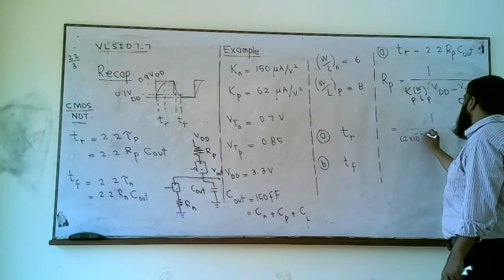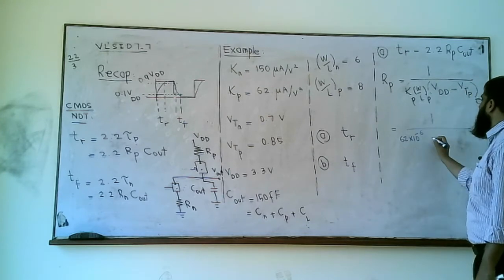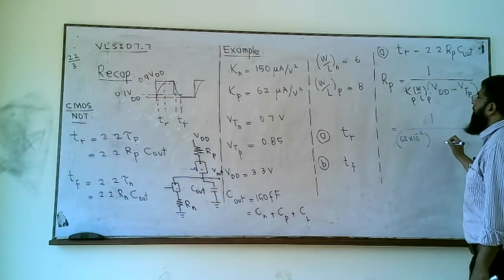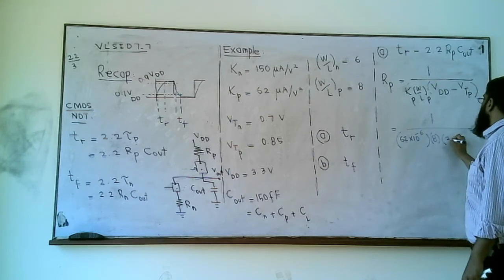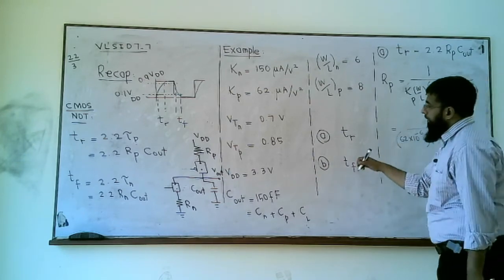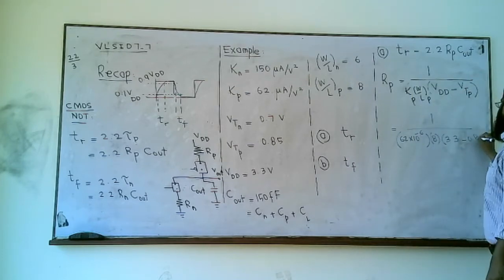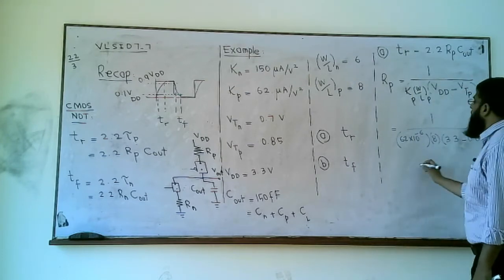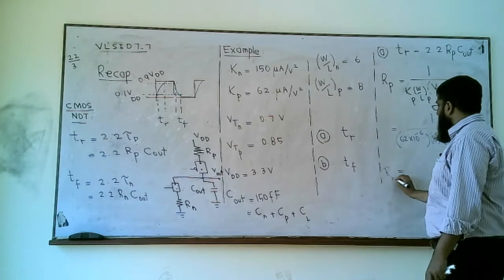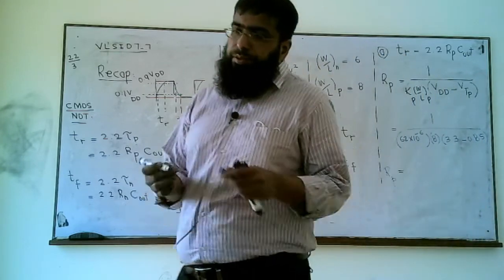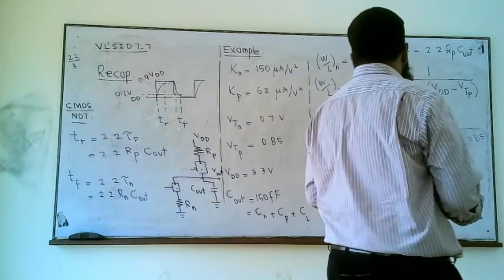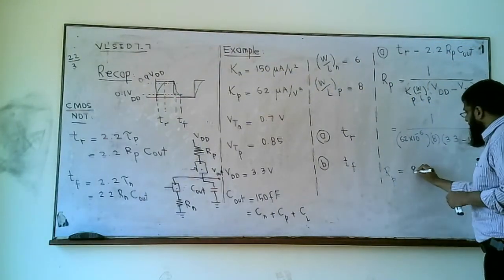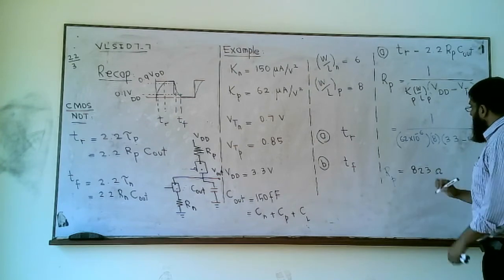62 micro, don't forget this micro, 10 to the minus 6. Aspect ratio of P is 8 and VDD minus 3.3 minus VTP 0.85. So this gives us RP some hundreds of ohms, 823 ohms. So it gives us RP 823 ohms.